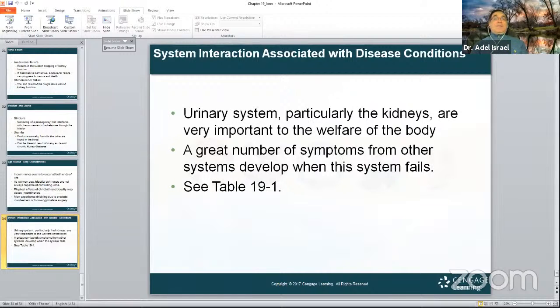The urinary system, particularly the kidney, of course, is very important to the welfare of the body. As we mentioned, it controls the acidity of the blood, and it is also necessary to keep our need of water, and a lot of jobs are on the shoulder of the kidney. The kidneys are also responsible for producing angiotensin, and this angiotensin also controls the blood pressure.